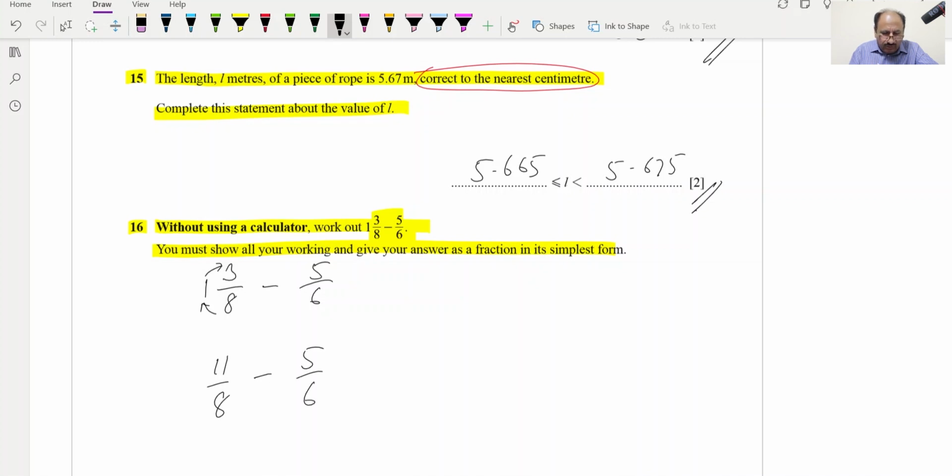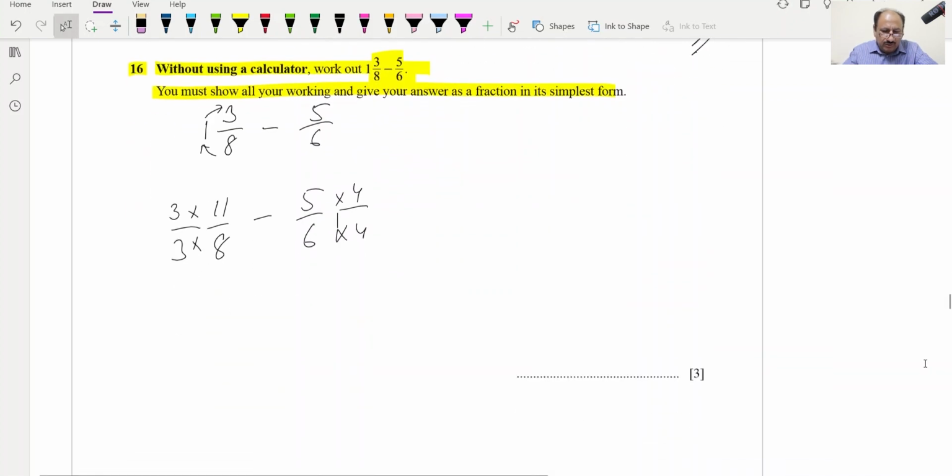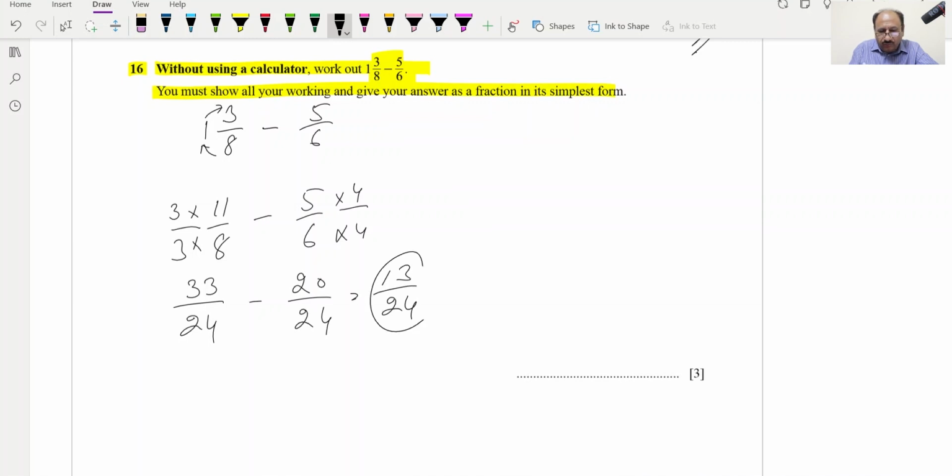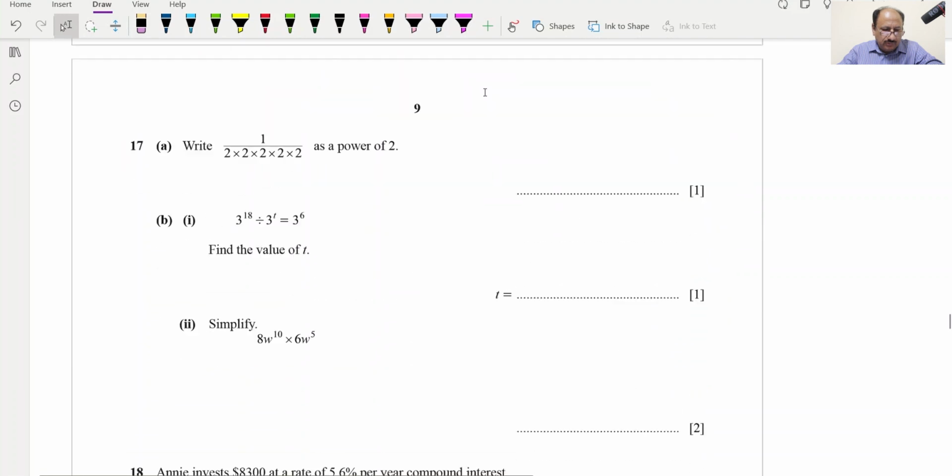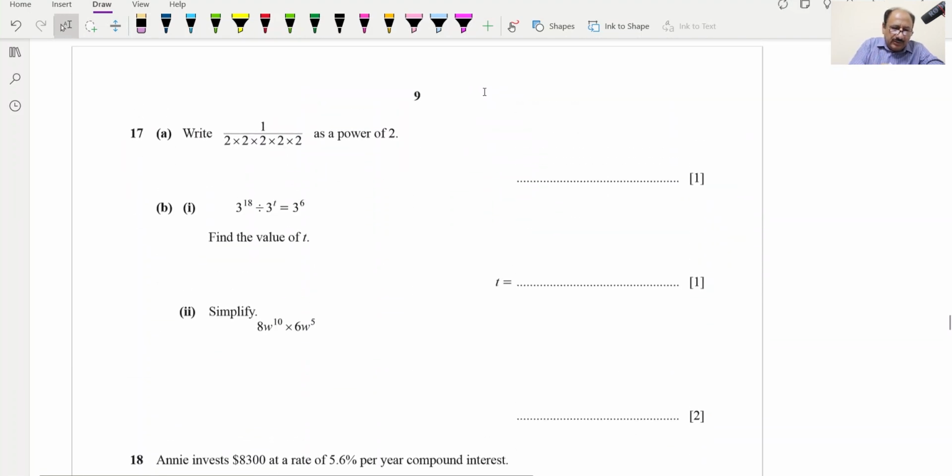Then 11 by 8 minus 5 by 6. We can equalize the denominator. So multiply 3 and 3 here, and 4 and 4 there, so we get a denominator of 24. This will be 33 over 24 minus 20 over 24, which equals 13 over 24. The final answer will be 13 over 24. This is a 3-mark question.